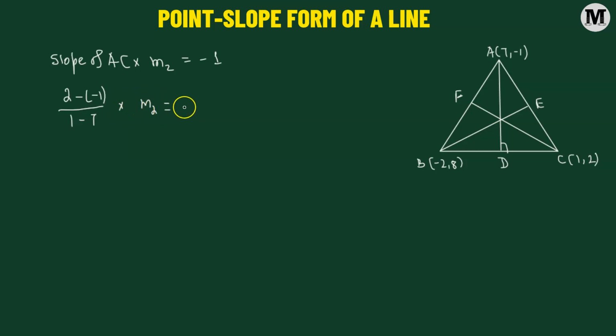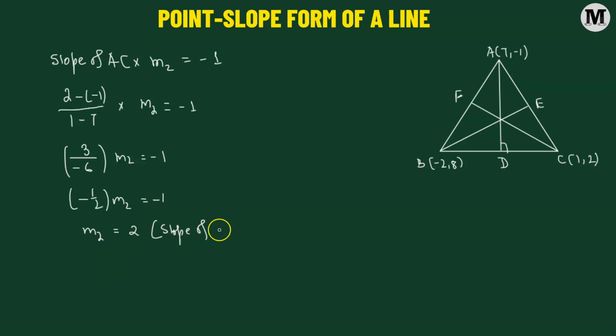So that will be equal to -1. So 2 minus -1, that's going to be 3, divided by 1 minus 7, so that's going to be -6. Multiplied by M2 equals -1. This gives us -half times M2 equals -1, or we can say that M2 equals 2. So this is the slope of our altitude BE.